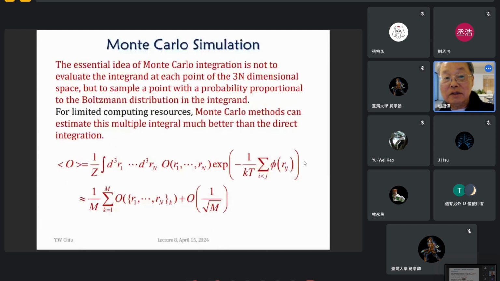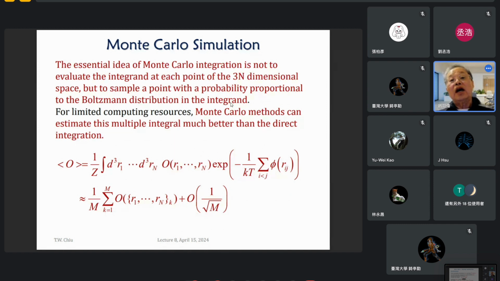So I sample a point with a probability proportional to the Boltzmann distribution in the integrand. That means the higher the probability of that point in the configuration space, the higher the sampling probability. So I just have to go over the points which have a higher probability, but I do not do it deterministically. I do it stochastically.